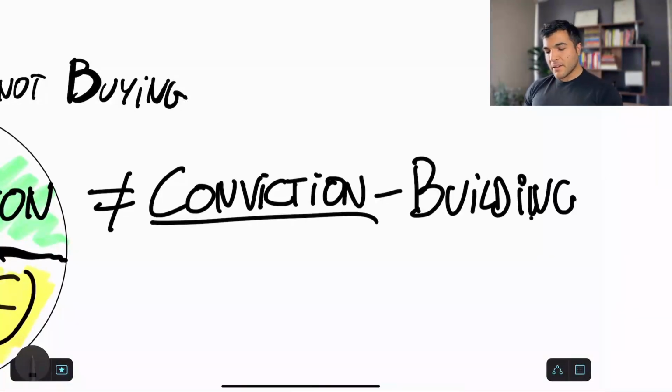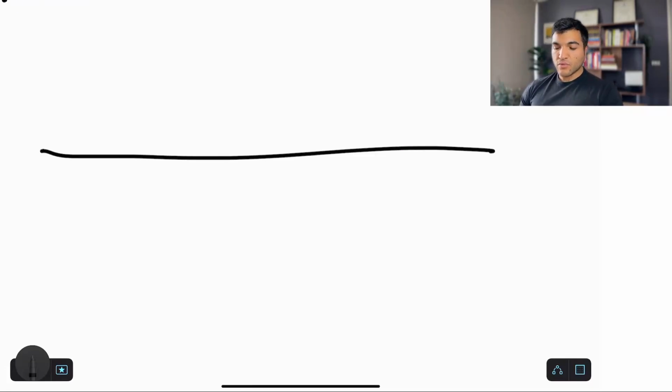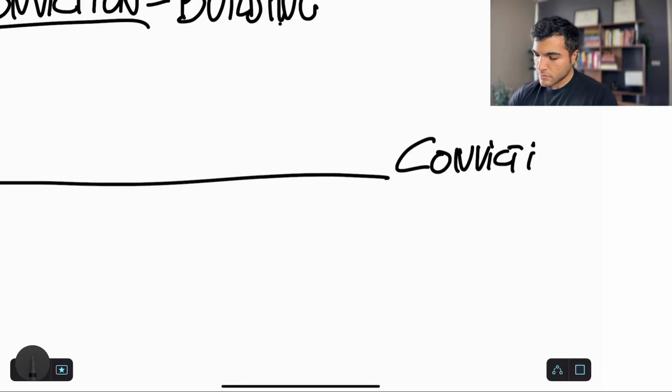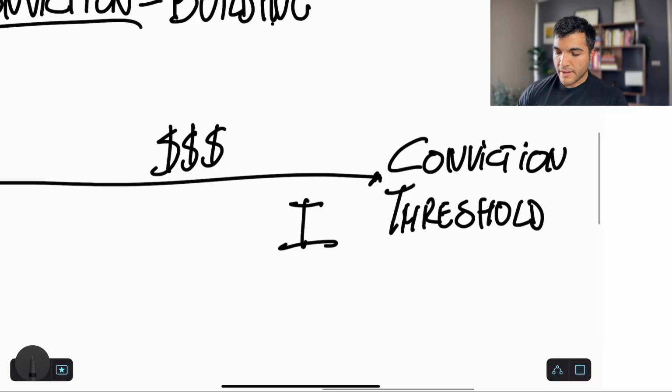And very simply, it says that to get someone to buy something, to get the yes for someone to buy something and make that decision, they have to cross what's called a conviction threshold, which is this line right here. They cross it, we get the sale. They don't, we live in indecision.